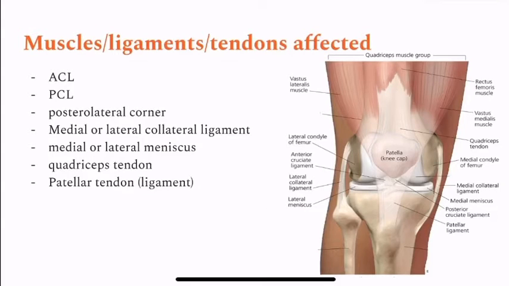Muscles, ligaments, and tendons affected. Most dislocated knees involve injuries to the major knee ligaments. These include the ACL, the PCL, the posterolateral corner, and the medial or lateral collateral ligaments. In addition, there may be injuries to the medial or lateral meniscus. Patellar dislocations often cause tearing in these ligaments. Stretching of the quadriceps tendon and the patellar tendon is also often associated with a dislocation. Each of these muscles, ligaments, and tendons are essential for knee stability.